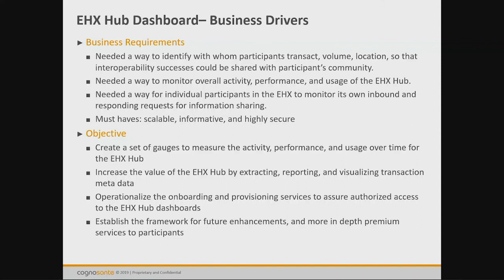There were some definite must-haves, including the ability to scale. We wanted to try to group these in an informative way, to appeal to the user of it, so that it was intuitive in nature, and it obviously had to be highly secure. So the objectives became: create a set of gauges that would show you the activity and the performance of your participants, not only as a responder, but also as you initiate to the eHealth Exchange. So we'll show you how that works.